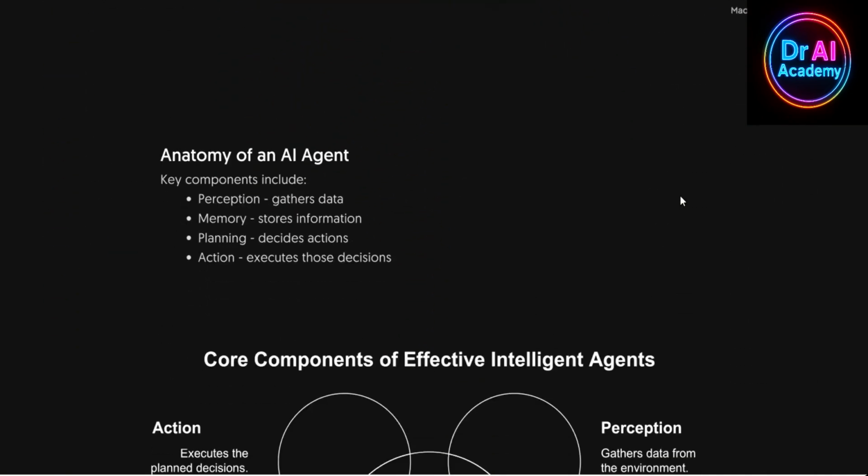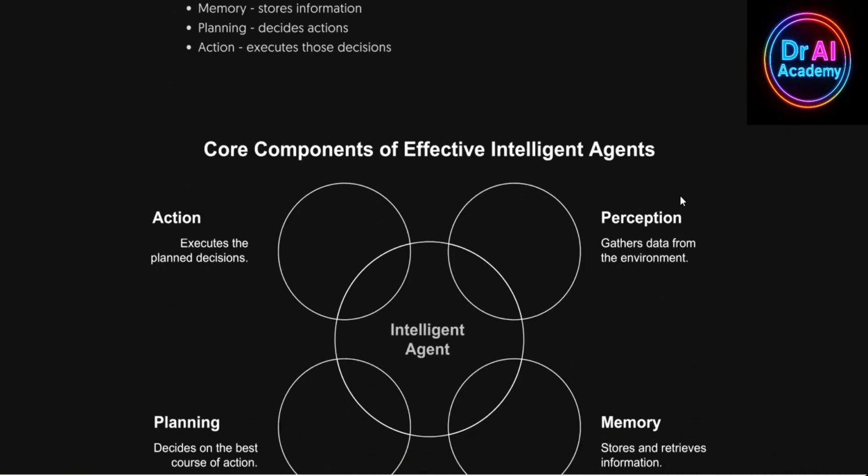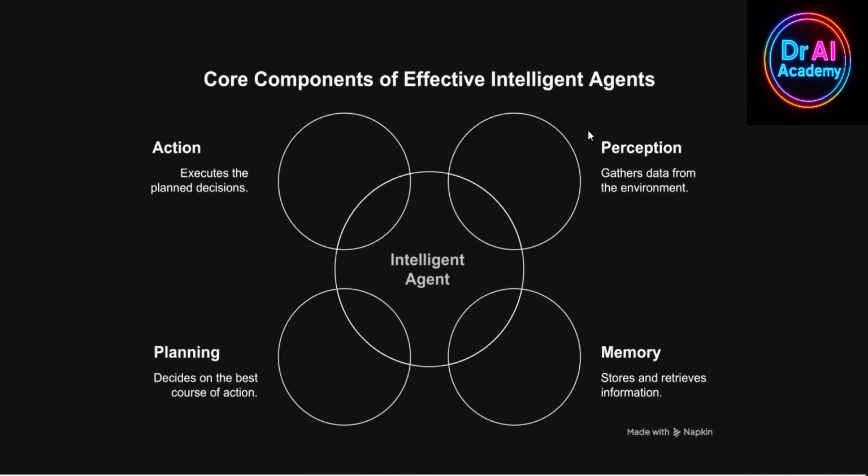Anatomy of an AI agent. Let's break down an agent into 4 key components. Perception. This is how the agent collects data from the environment. It could be through sensors, APIs, user input, or database queries. Memory. The agent stores past experiences or retrieves knowledge. Think of it as the agent's brain archive, crucial for decision-making.